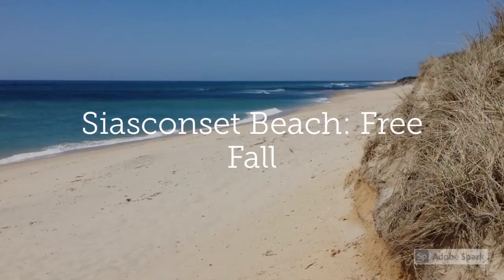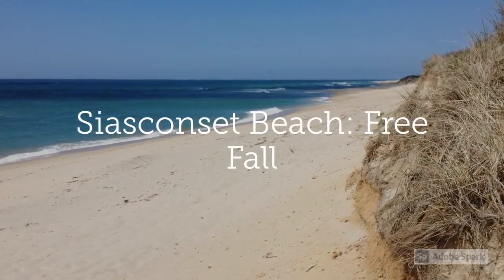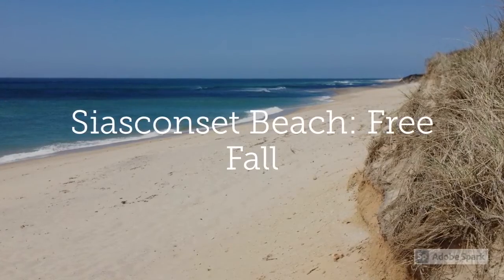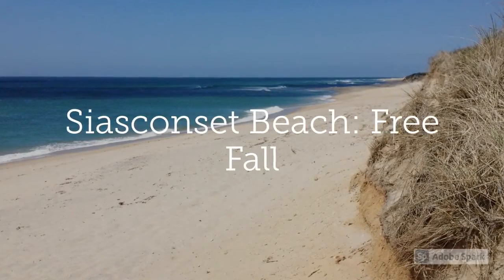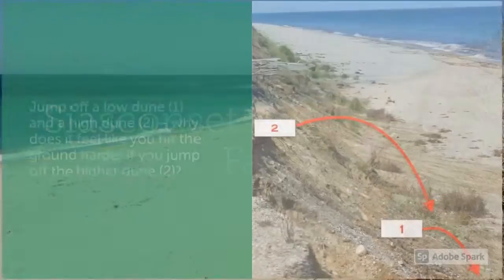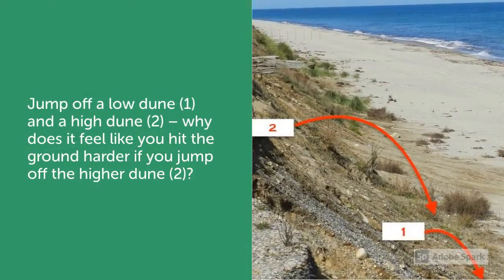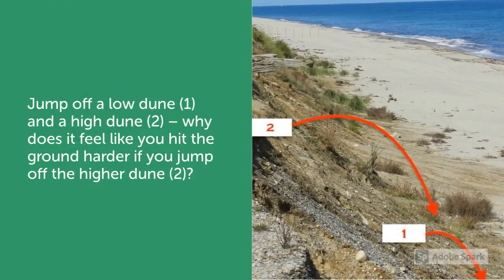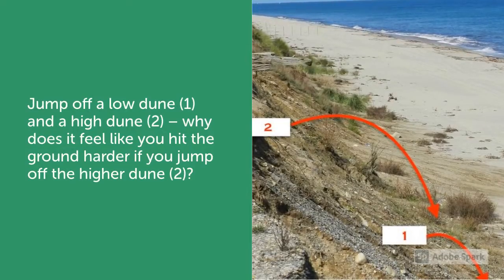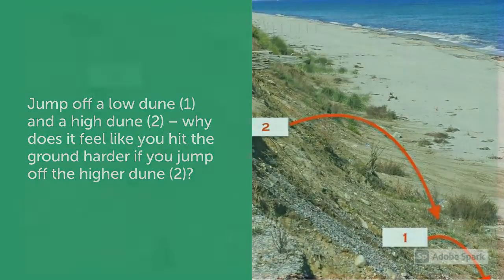Our final stop on our tour is Siasconset Beach, a favorite destination for tourists, but not so much the locals. Here we can find an example of free fall motion. Jump off a low dune, such as point 1, and then a high dune, such as point 2. Why does it feel like you hit the ground harder if you jump off the higher dune?